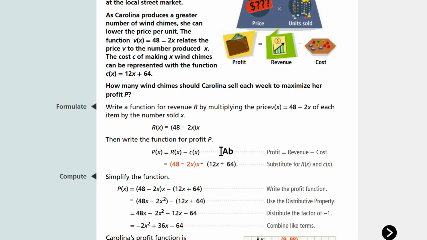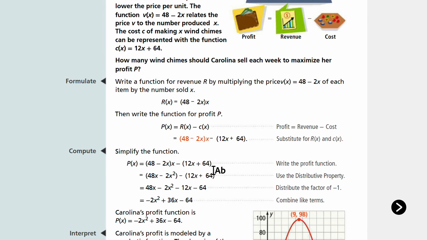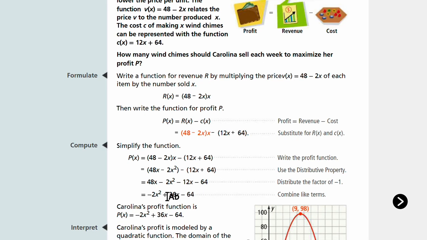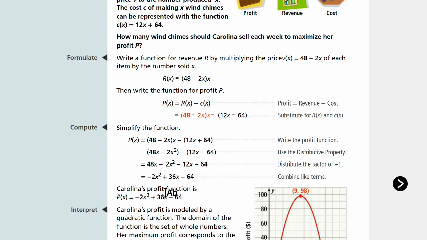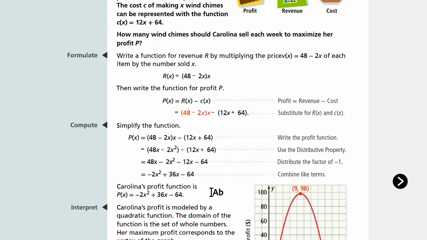So we're going to simplify by using the operations for polynomials. You're going to distribute the property with the parentheses here. And then you're going to subtract the binomials. So minus 12x and then minus 64. Add the like terms and combine them. And then we'll see that the profit function is negative 2x squared plus 36x minus 64.